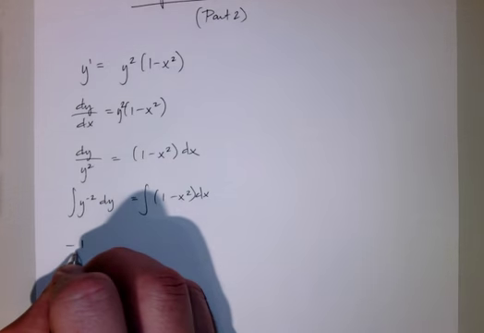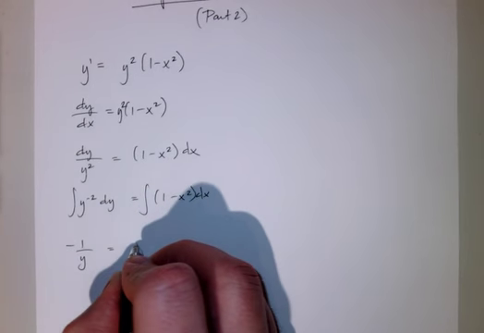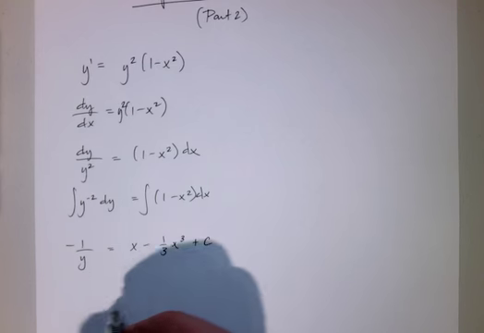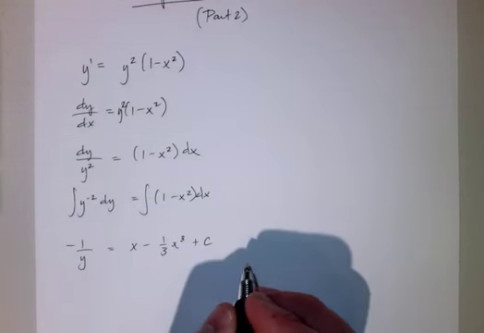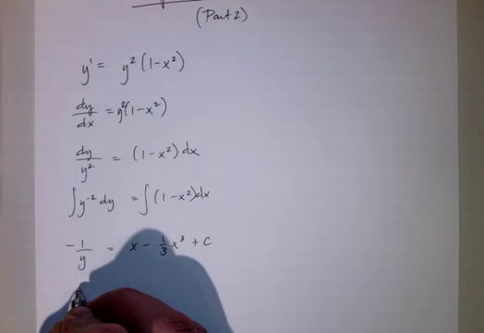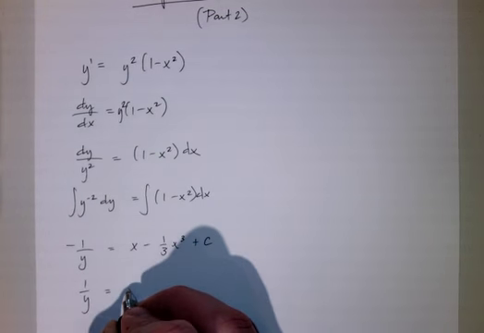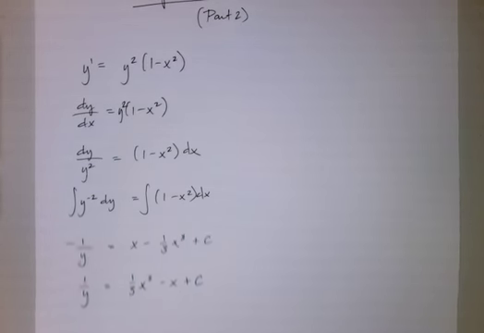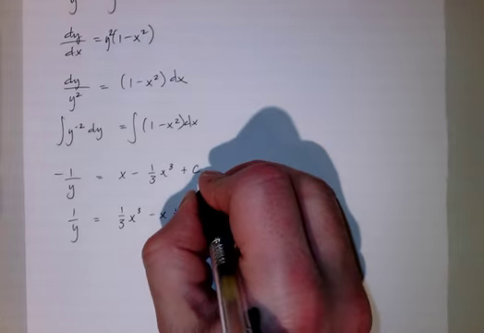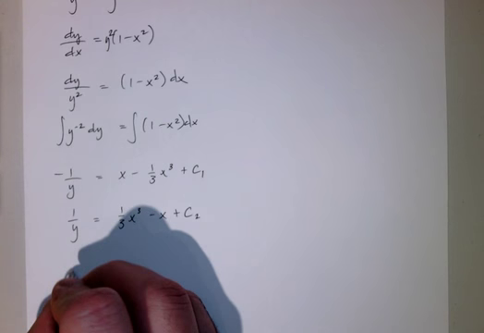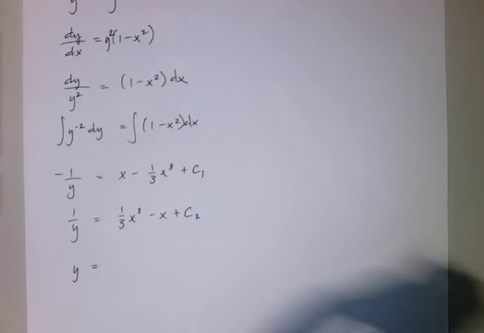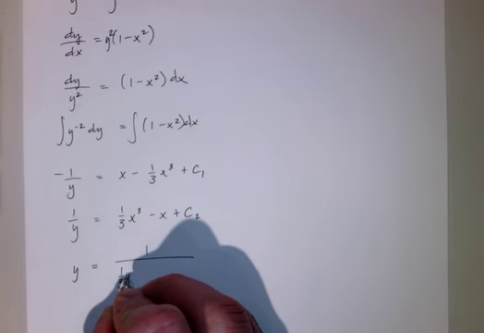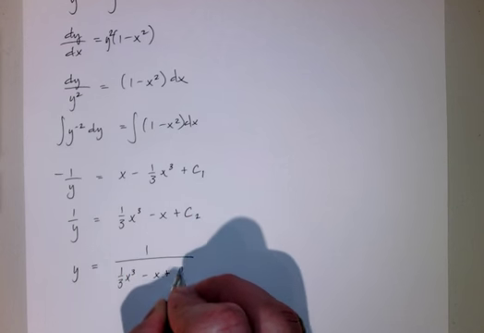So I get negative 1 over y is equal to x minus 1/3 x cubed plus c, and then we can just multiply through by a negative, and I get 1 over y is equal to 1/3 x cubed minus x plus c, a different c. If you want to keep track of them, this was your first c, this is a different c, and then you would just flip it over, okay? And you would get 1 over 1/3 x cubed minus x plus c2.